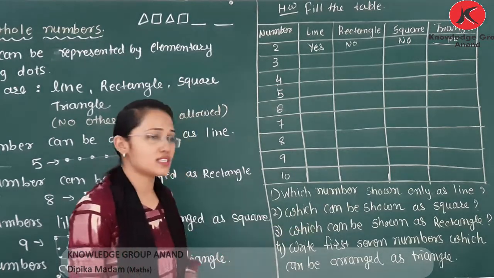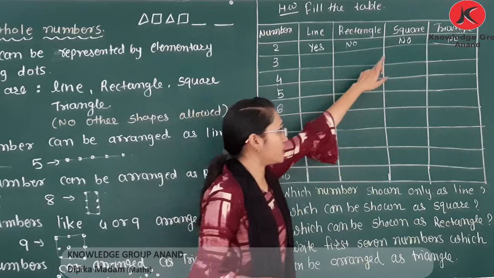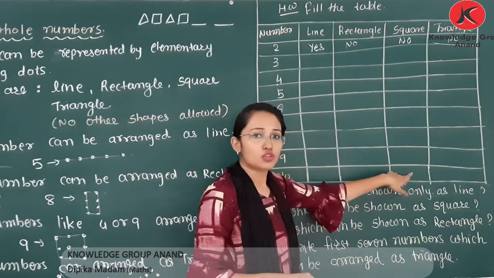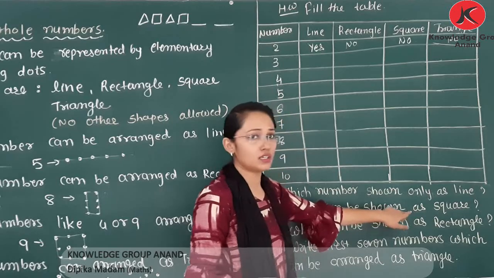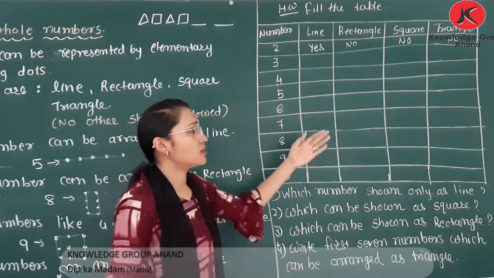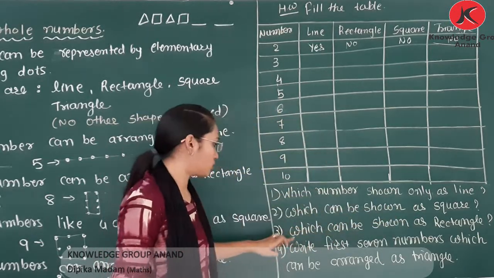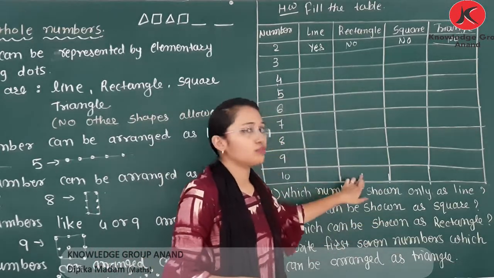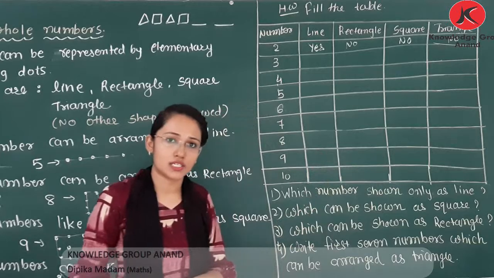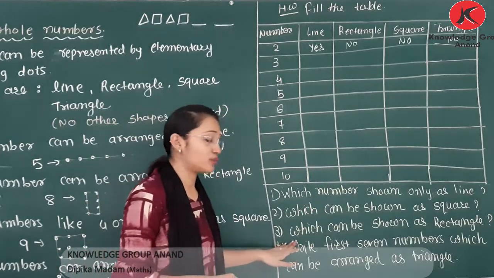Which can be shown as a square? From this table, for which numbers is square yes? That you have to write as answer 2. Write yes where a square is formed. Third, which can be shown as a rectangle? From this, which numbers can be arranged as a rectangle? That you have to write as numbers.